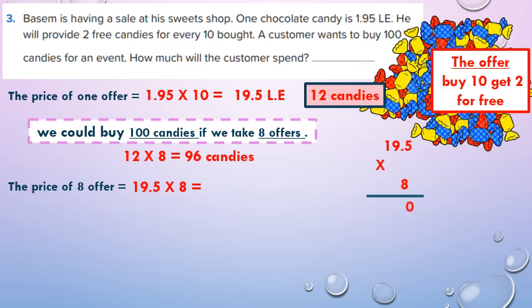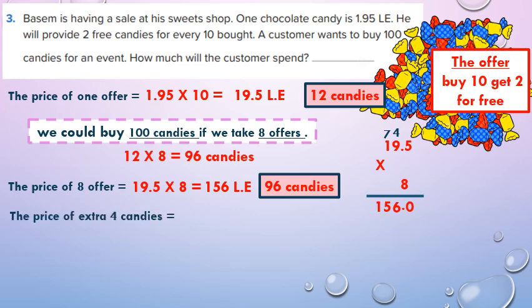8 by 5, 40. 0 carry 4. 8 by 9, 72 and 4, 76. 8 by 1, 8 and 7 equals 15. And the point after one decimal number. So the price is 156 LE for 96 candies, but the customer wants to buy 100.